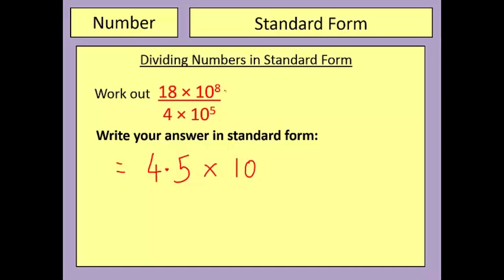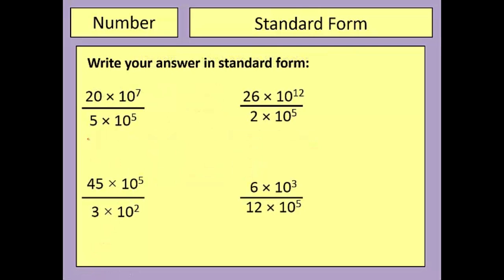Well, when you multiply powers of 10, you add the powers, so when you divide 10 to the 8 by 10 to the 5, you subtract the powers, so 8 take away 5 is 3. And this number is in standard form, so I don't need to make a change like I did previously, because 4.5 is between 1 and 10. Okay, here are 4 of these for you to have a go at. Press pause and have a go, and when you want the answers, press play.